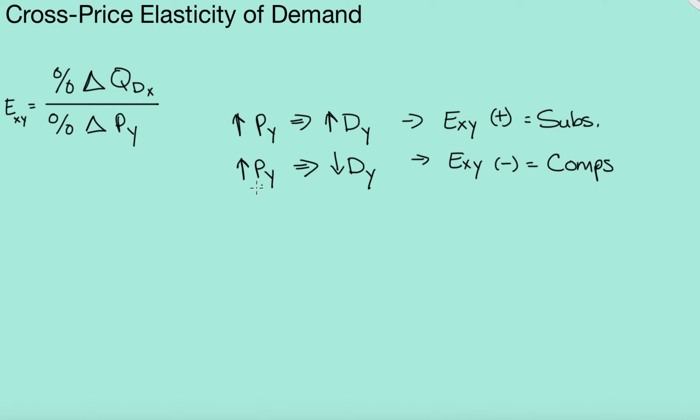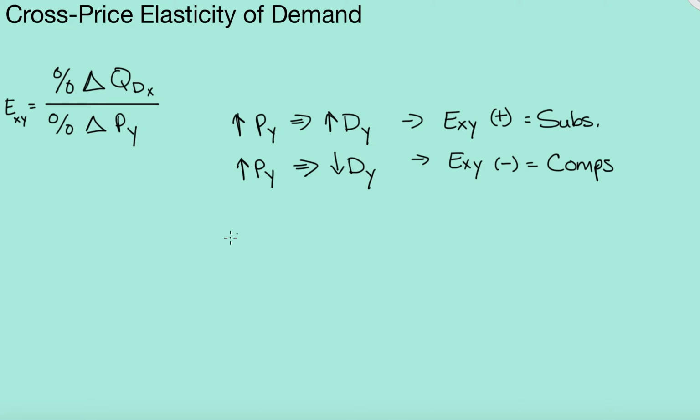So let's take a look at this. If the price of Pepsi goes up, people are going to buy less quantity demanded of Pepsi and shift their demand preferences to increase their demand for Coke. If the price of hot dogs goes up, people are going to be buying smaller amounts of hot dogs, therefore they will need less demand for hot dog buns.